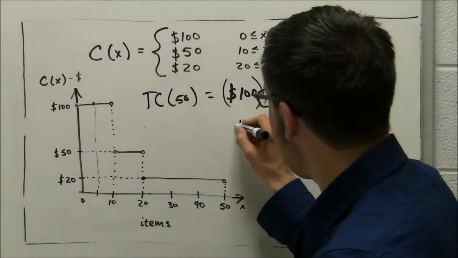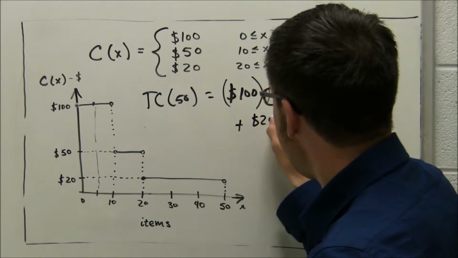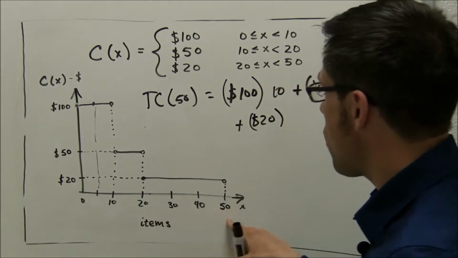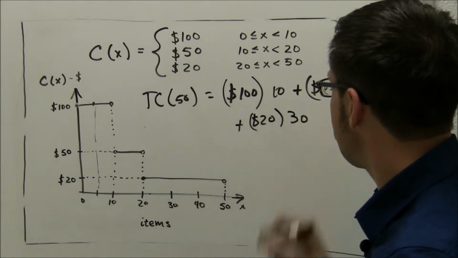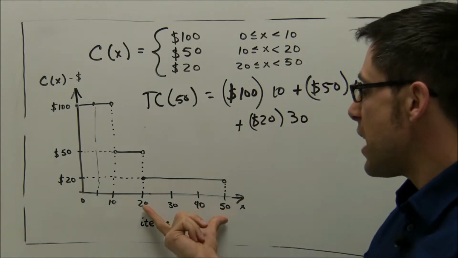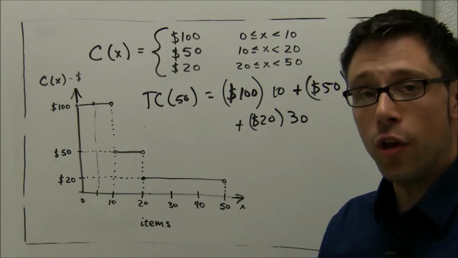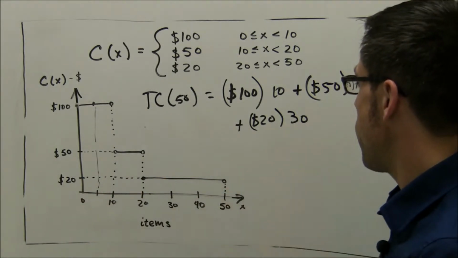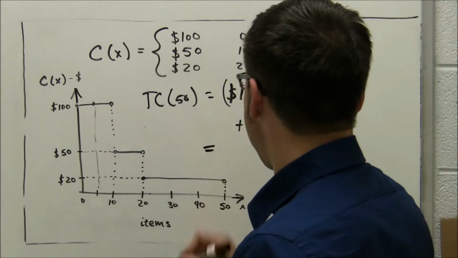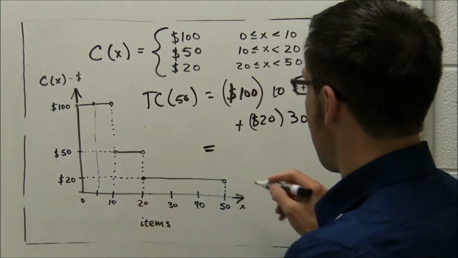And I finally add that to $20 per item times the next 30 items. For these next 30 items, it's only going to cost $20 per item. So again, it's $20 times 30. And when I add them up, what you're going to get is 10 times 100.